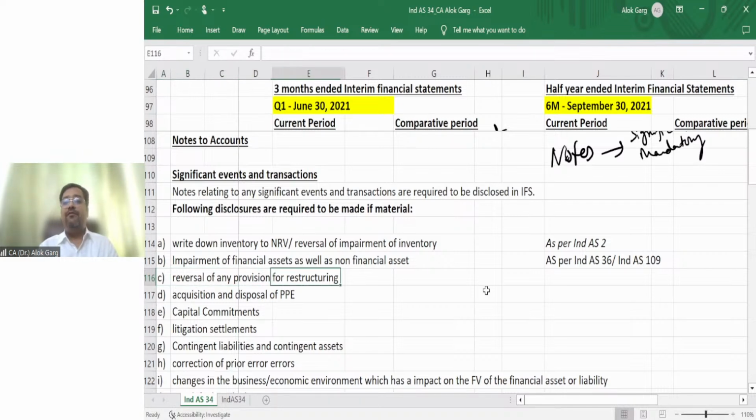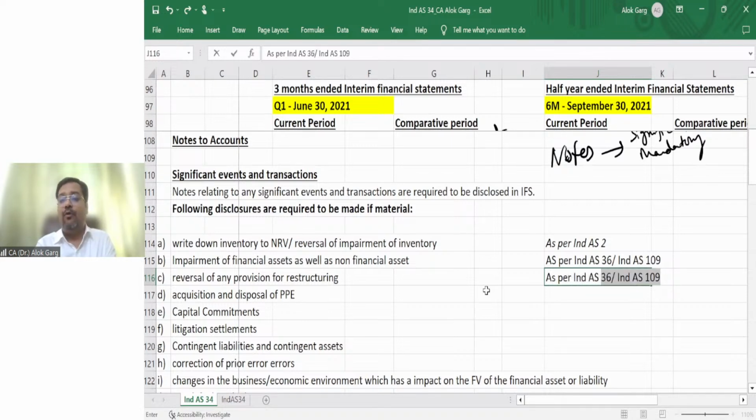Reversal of any provision for restructuring. Friends, if the company has done any restructuring and recorded the provision in the last year or last period, and now in the current period the company is reversing the provision for restructuring, then it is also required to be disclosed if the amount is material. I'm only talking about the items which are required to be disclosed. You will read all these things. If you ask, sir, what is meant by provision for restructuring, when it will be made and how, you will read this in Ind AS 37, right?